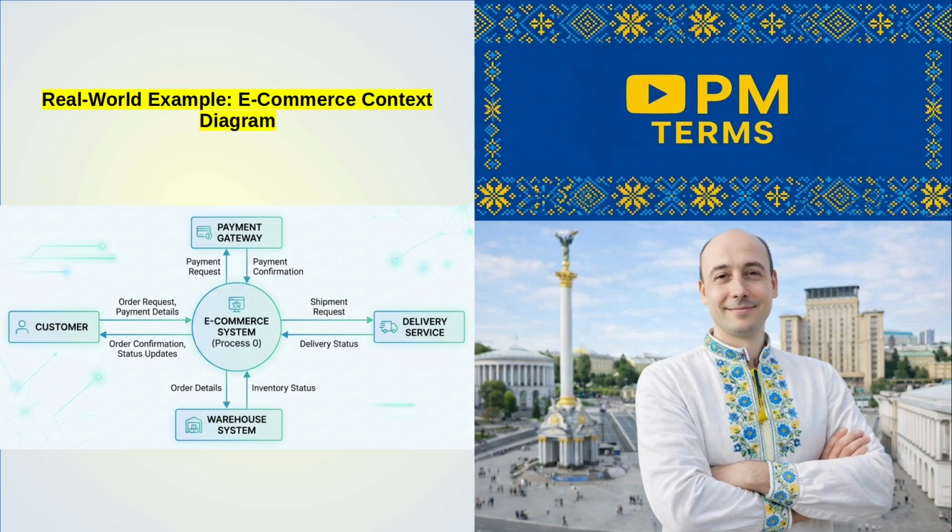System to warehouse, order details. Warehouse to system, inventory status. System to delivery service, shipment request. Delivery service to system, delivery status. Key point: the diagram shows who interacts with the system and what data is exchanged, without showing internal logic like order processing or inventory algorithms.